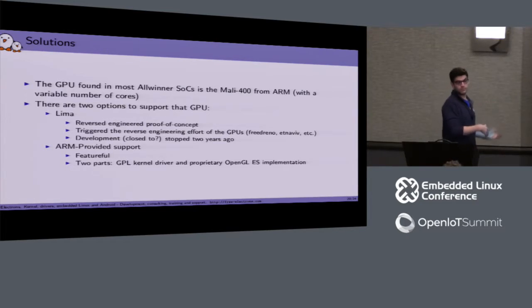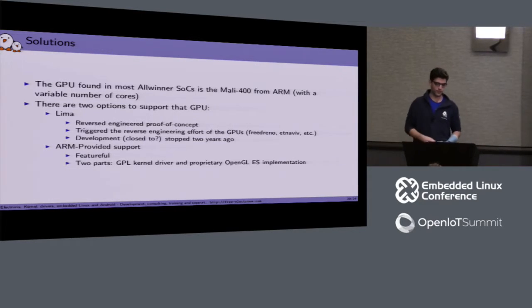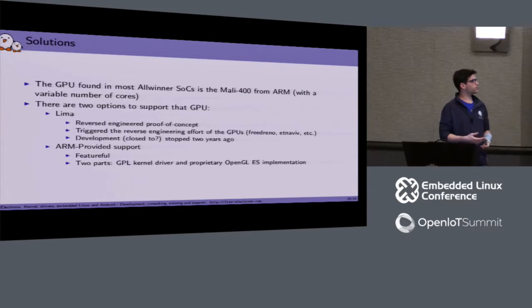So we had to turn to the other solution, which is the ARM provided support, which obviously works with most of the features of the GPU, and comes in two parts. The first one is a kernel driver that you have to integrate into your Linux kernel, which is licensed under the GPL, and you have access to the sources on the ARM website. The second one is a proprietary OpenGL implementation that lies as a blob in user space, which is just a library that applications will link to, and will be able to use OpenGL in your system.